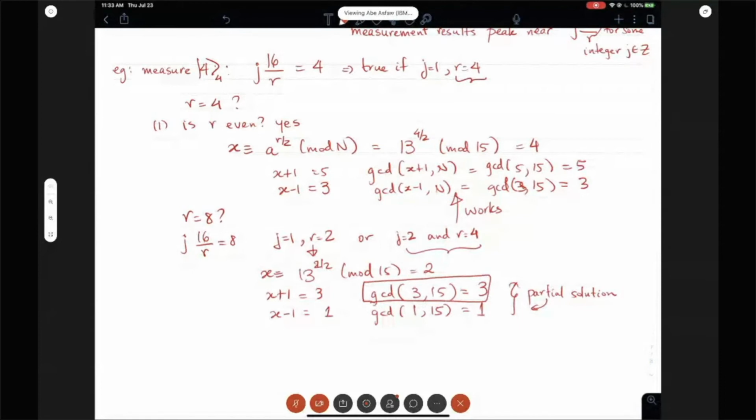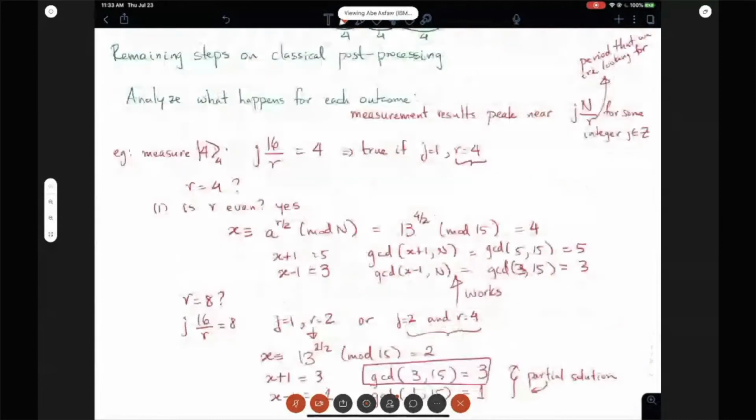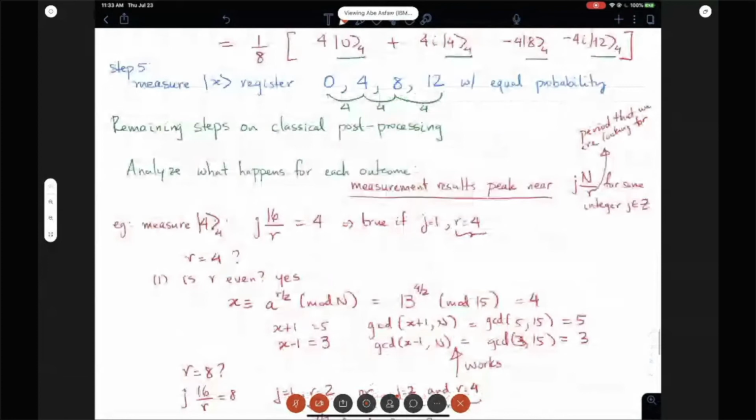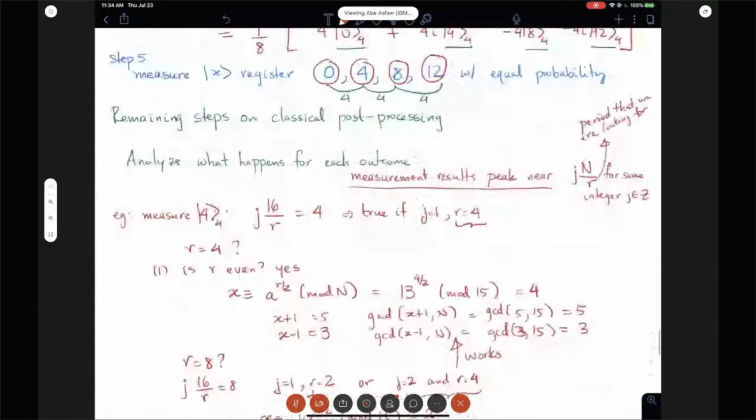Let me reiterate again, because I see some questions coming into the chat about this. What I'm saying here is Shor's algorithm is telling us that the measurement results peak near j times n over r. What that means is all of these measurement outcomes, either 0 or 4 or 8 or 12, are equal to some integer multiplier j times n over r. Remember, n is 2 to the power of n, the number of qubits. Okay?